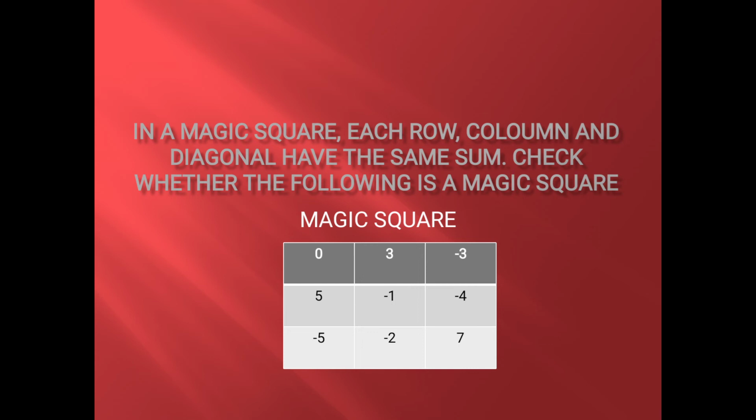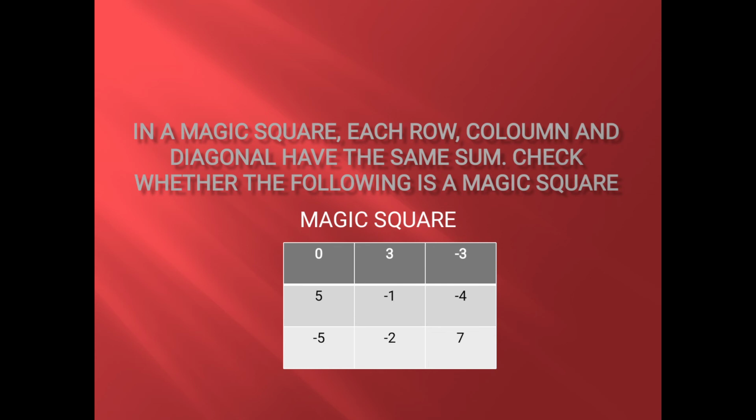So the rows are equal. Then we check the columns. First column, 0 plus 5 minus 5. 5 minus 5, 0. 0 plus 0, 0. So the first column is 0. Second column, 3 minus 1 minus 2. 3 minus 1, what is the value? 2. 2 minus 2, 0. So the second column is also 0. We check the third column, minus 3 minus 4 plus 7. Minus 3 minus 4 is minus 7, plus 7, 0. So the third column is also 0.